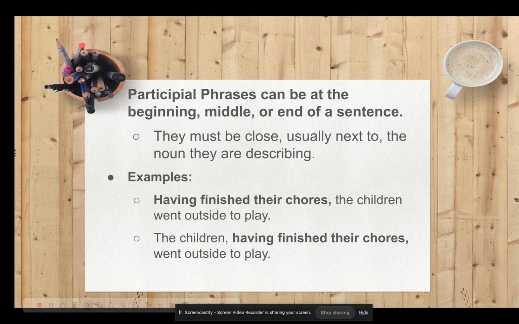So participial phrases can be at the beginning, the middle, or the end of a sentence. The rule is, and I want you to write this down, they must be close, usually next to the noun they are describing. So here's one we just looked at. Having finished their chores, comma, who finished the chores? The children. The children went outside to play. I could also put it after the children. The children, comma, having finished their chores, comma, went outside to play. Both work because this is what they are describing and they are next to the children.